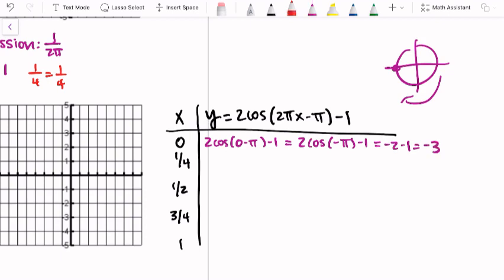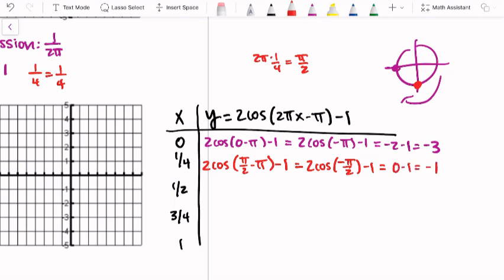Next up, let's plug in 1/4. So I'm going to have 2 times cosine. I'm going to have 2 pi times 1/4. That's going to be pi over 2. I'm going to have pi over 2 minus pi minus 1. Pi over 2 minus pi is going to give me negative pi over 2, minus 1. So cosine of negative pi over 2, here's negative pi over 2. Well, cosine is 0 there. So I'm going to have 0 minus 1, which is negative 1.